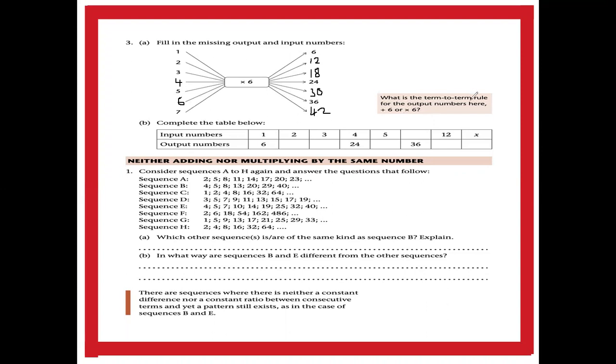What is the term-to-term rule for the output numbers here? Plus 6 or times 6? It is times 6. Oh, term-to-term rule, sorry. I think that means this way, going this way. So the difference between these terms is plus 6.